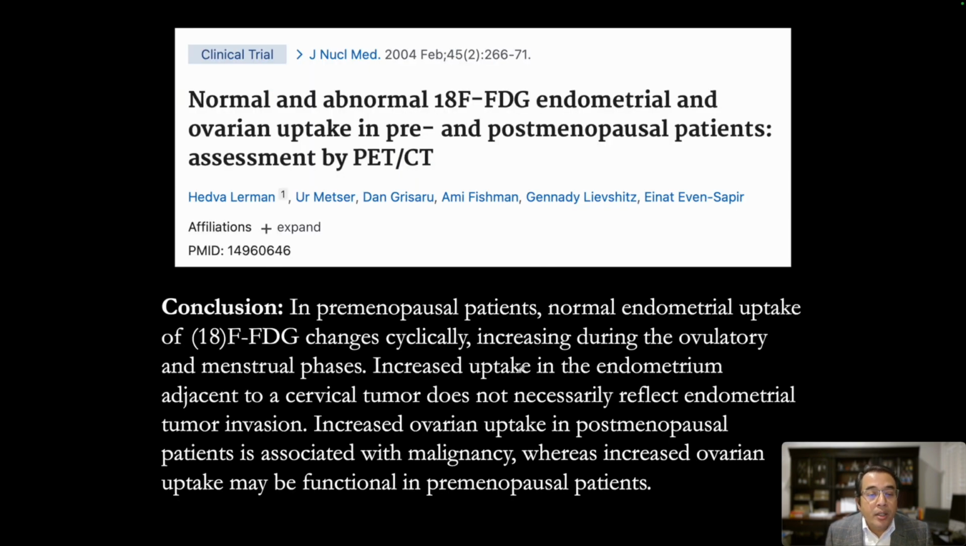Here is an article on the topic where the authors conclude that in premenopausal patients, normal endometrial uptake of FDG changes cyclically, increasing during the ovulatory and menstrual phases. Increased uptake in the endometrium adjacent to a cervical tumor does not necessarily reflect endometrial tumor invasion. Increased ovarian uptake in postmenopausal patients is associated with malignancy, whereas increased uptake may be functional in premenopausal patients.